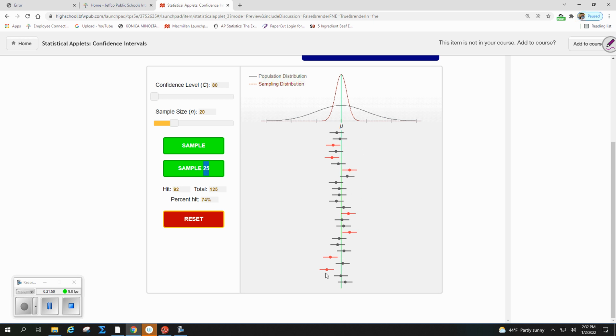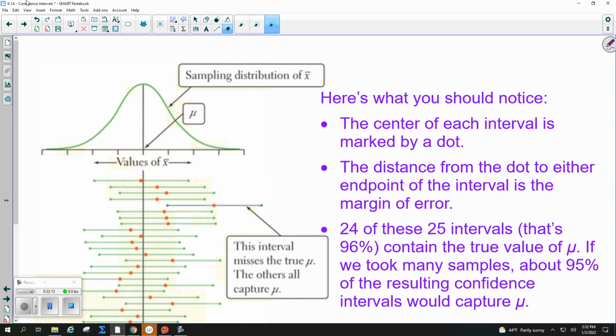However, what happened to our confidence interval width? It got a little bit thinner. So we're more accurate here, which is good, but we're not hitting the mark as often. All right, so the most important thing here is, what does confidence level mean?